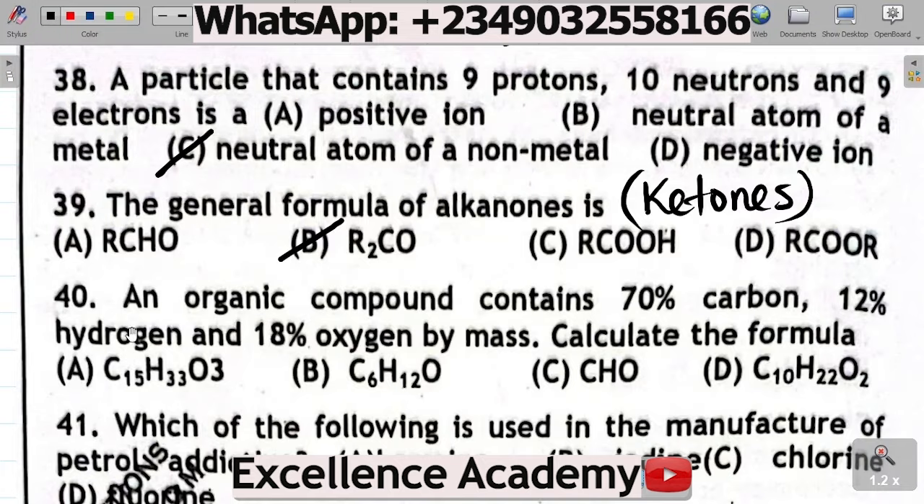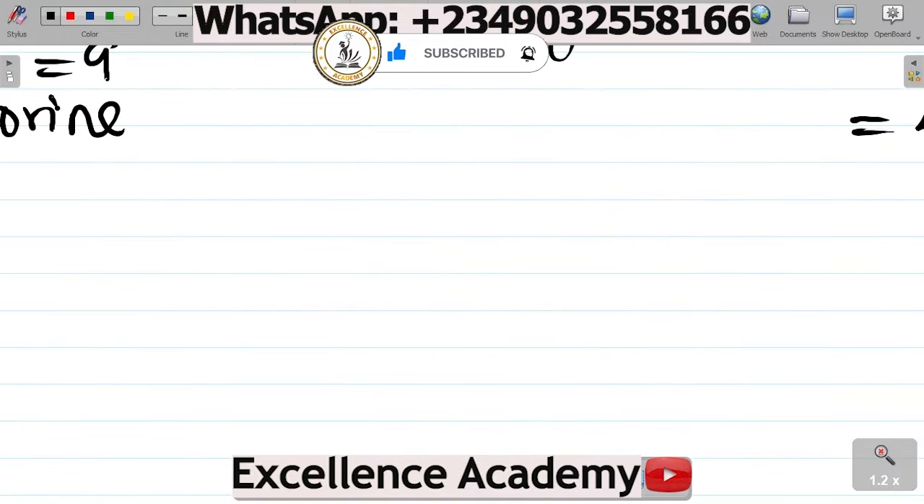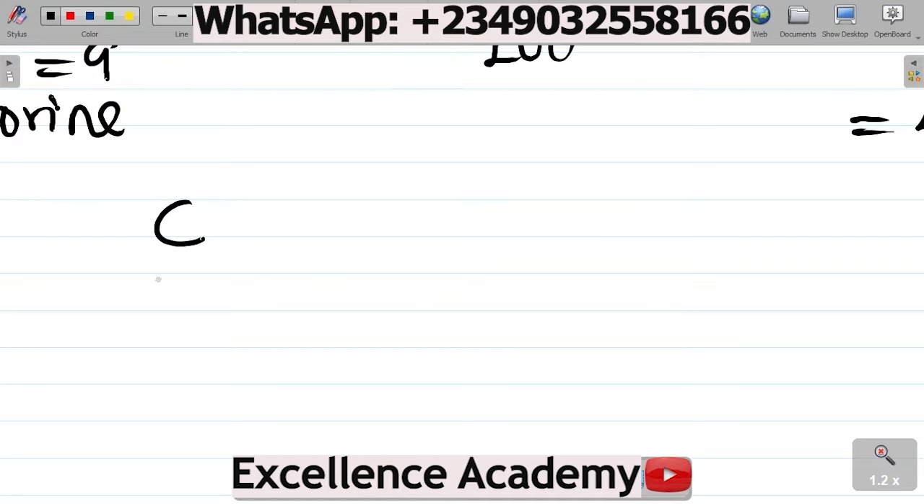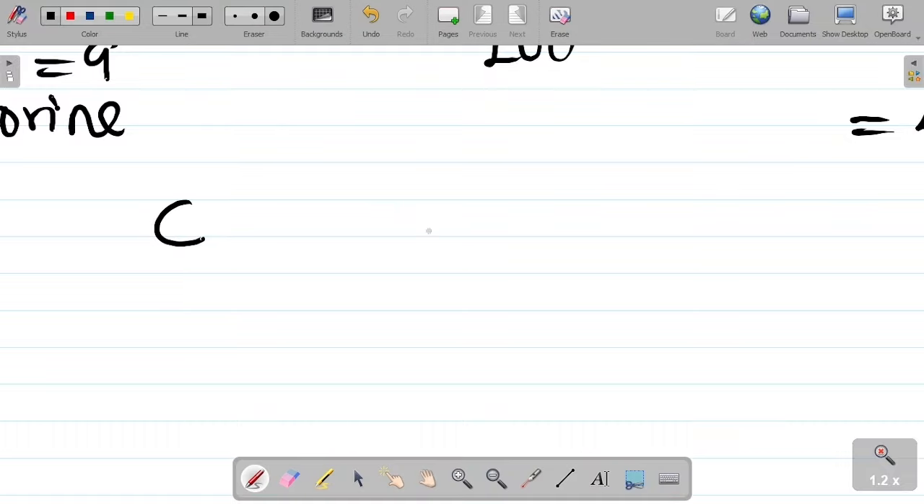For question number 40, it says an organic compound contains 70% carbon, 12% hydrogen, and 18% oxygen by mass. Calculate the formula. All right, so you're asked to find the empirical formula for the compound here. Let's do this question. Let's see what they said. It says it contains carbon, hydrogen, and oxygen.